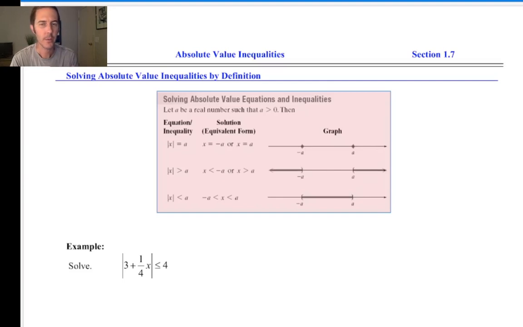Welcome to Intermediate Algebra, Chapter 1, Section 7. We're talking about absolute value inequalities.